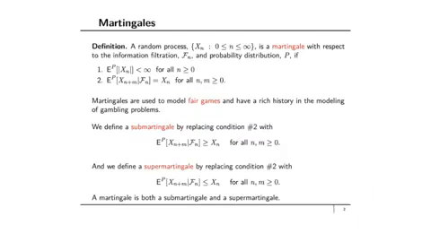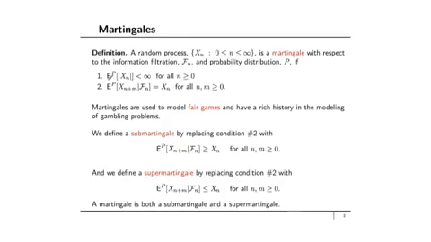A random process Xn is a martingale with respect to the information filtration Fn and probability distribution P if these two conditions are satisfied. The first condition is just a technical integrability condition which states that the expected value of the absolute value of Xn must be finite for all n. The really important condition is condition 2 here, which states that the expected value of Xn+m given Fn is equal to Xn for all n, m greater than or equal to 0.